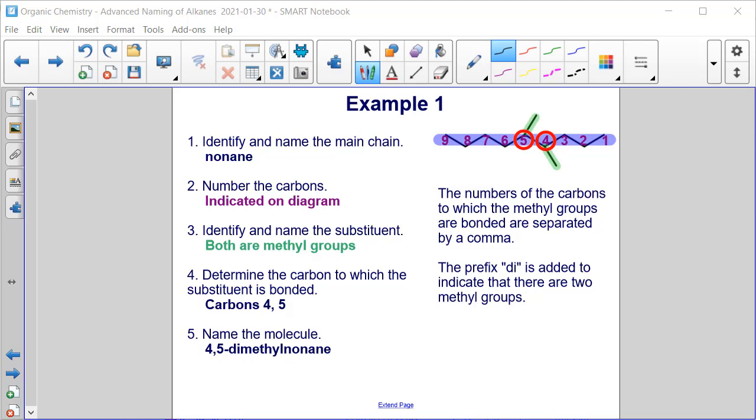All right, so here's our summary. The molecule is 4,5-dimethylnonane. The numbers of the carbons to which the methyl groups are bonded are separated by a comma, and the prefix di is added to indicate that there are 2 methyl groups, one on each carbon.